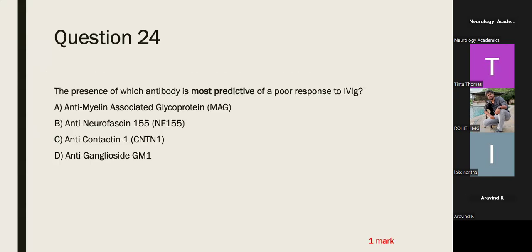Question 24. The presence of which antibody is most predictive of a poor response to IVIG? Options are anti-myelin associated glycoprotein antibody, anti-neurofascin 155, anti-contactin 1, anti-ganglioside GM1 antibody.